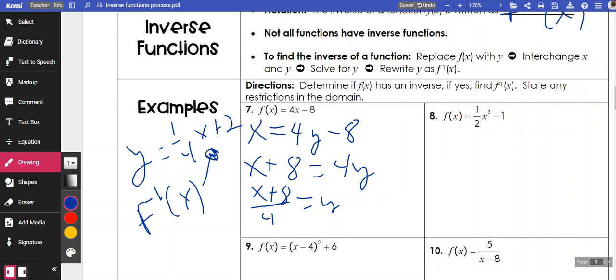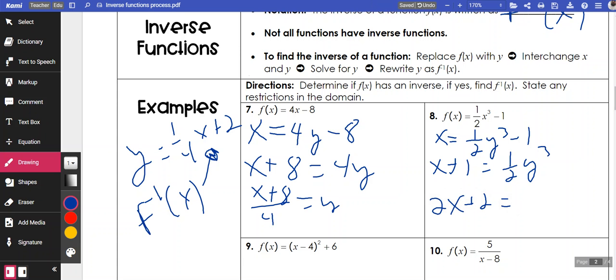If we look at number 8, we trade places with x and y. So this is x equals 1/2 y cubed minus 1. I add 1 and get that. Then I'm going to times everything by 2. So if I times everything by 2, I get 2x plus 2 over here equals y cubed.